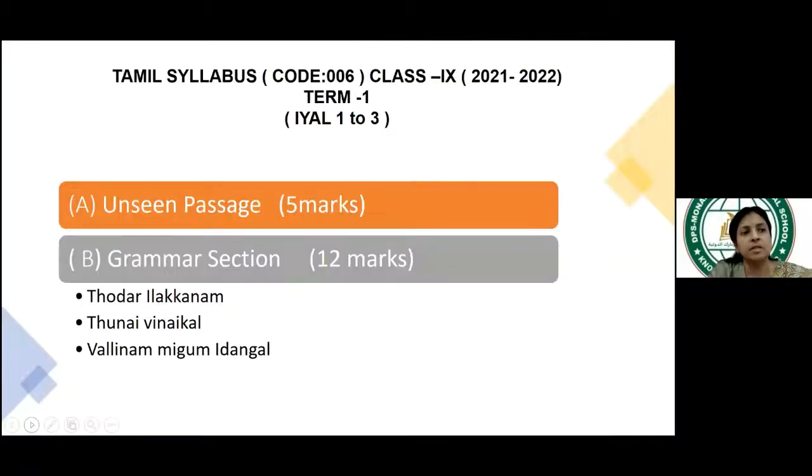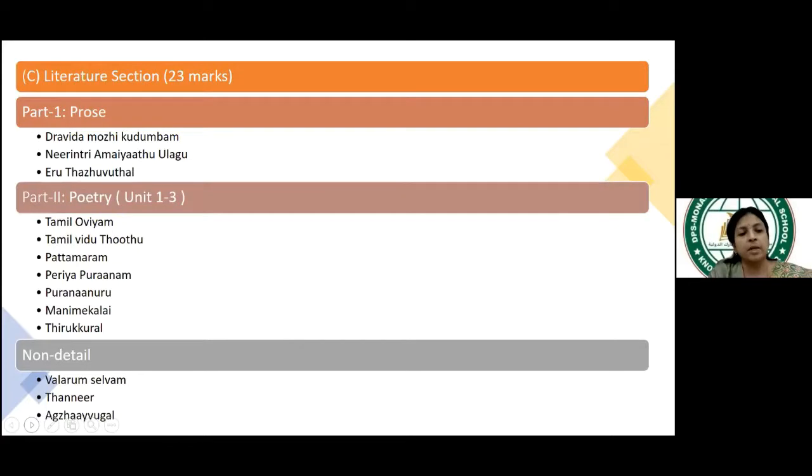Next, we will be discussing grade 9 Tamil SL. Syllabus for term 1 has 3 years. Unseen passage 5 marks. Grammar section is of 12 marks. Here we have Todar Ilakkanam, Tunai Vinaigal, Valinamigum Idangal. Next slide, please. Literature section 23 marks.